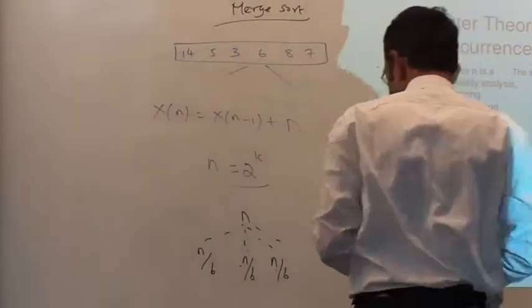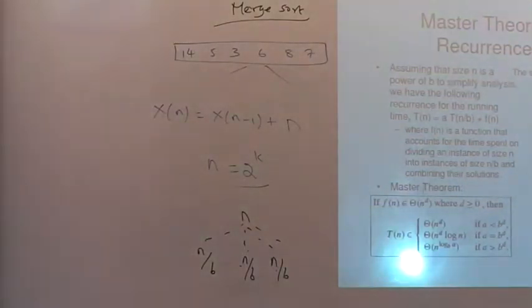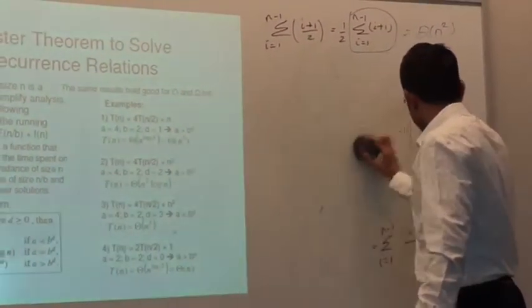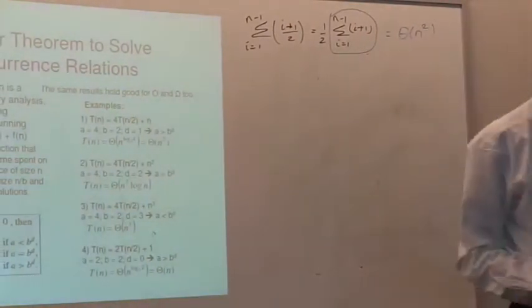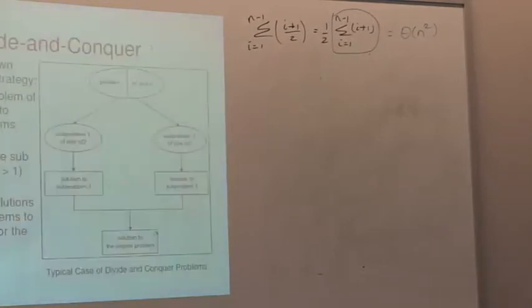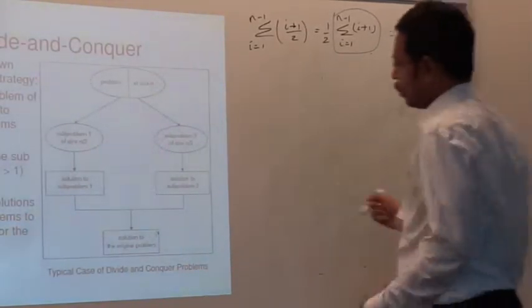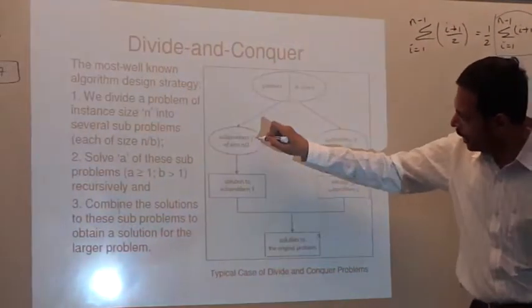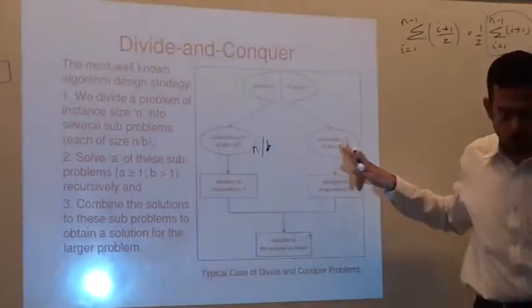Visualize that. We're breaking a problem into several sub-problems, each of size n over b. And then you are solving A of them, and then merging the solutions of those problems. I may have a figure here. Like as I showed here, we have only two problems here, but in general, each problem is of size n over b. And here you're solving both the problems.